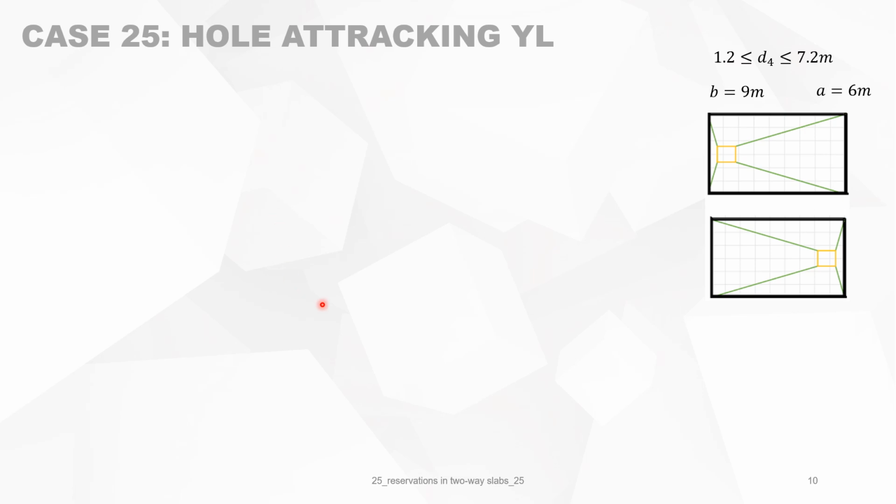Now let's see what we can do with those type of formulas. We can make a study of reservation in a slab and see what are the different possibilities of making a reservation. For instance, we got a reservation like this in a slab of 9 by 6 meters, where D4, so it's a reservation in the middle of the slab, can go from the left-hand side, which is 1.2 meter, up to 7.2 meter on the right-hand side.